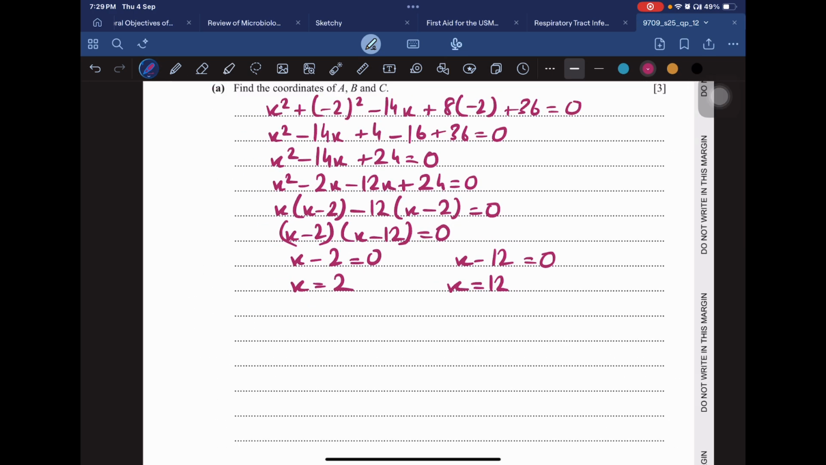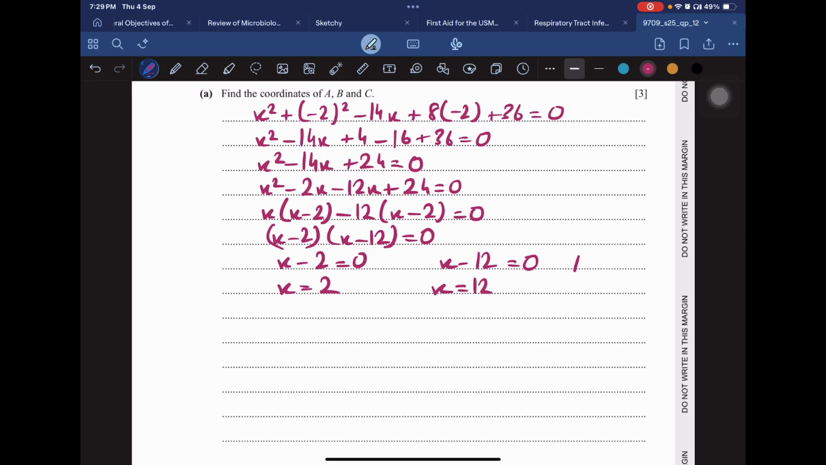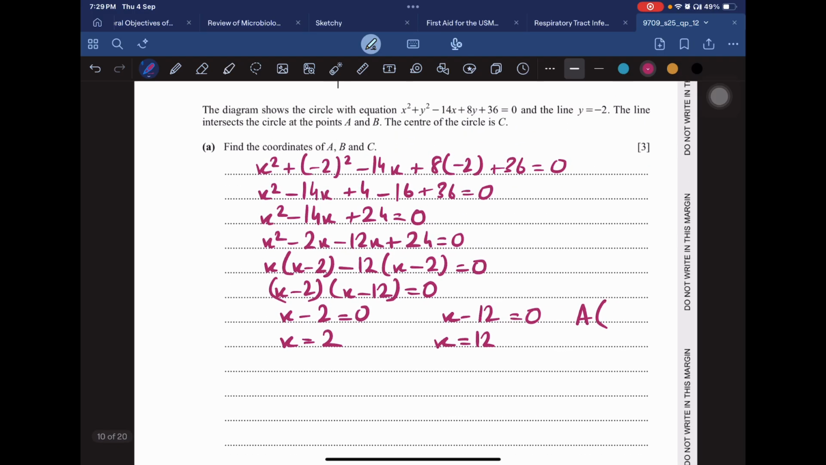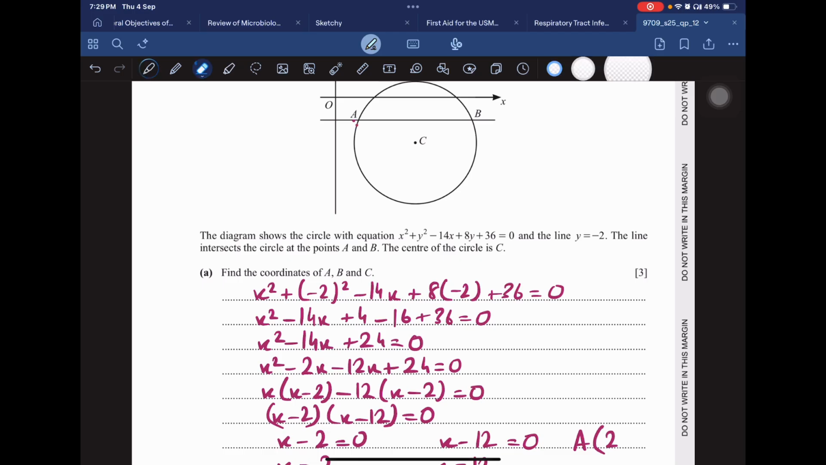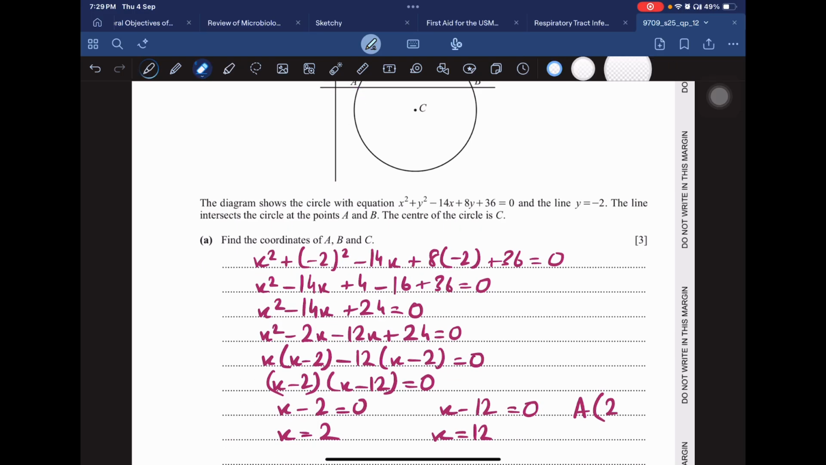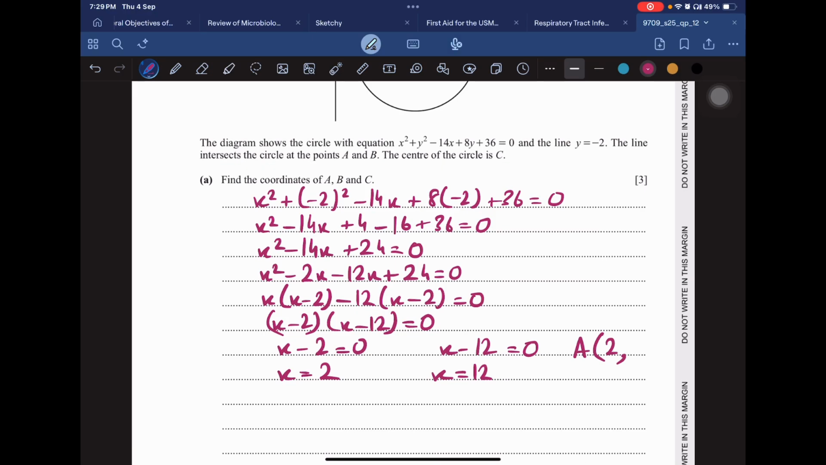Okay. So this means that the coordinates of A will be, y is negative 2, A is closer to the x-axis, right? So that has to be x equals to 2, and then B will be x equals to 12. So A will be 2 comma negative 2, B will be 12 comma negative 2. So we found two of them, we need to find one more.